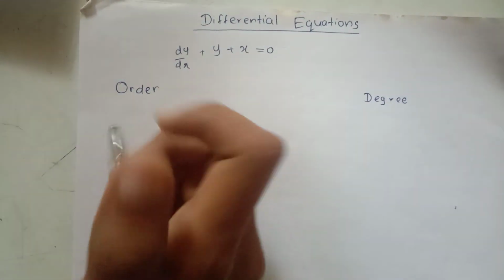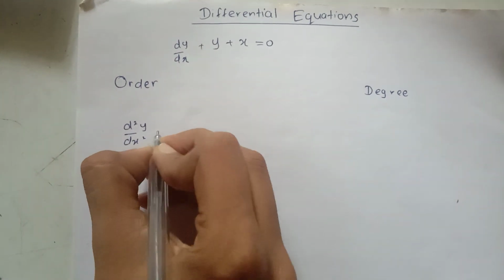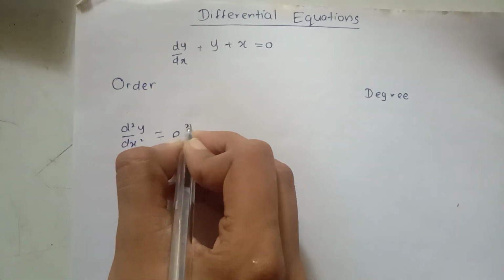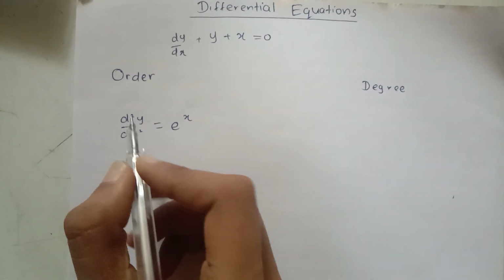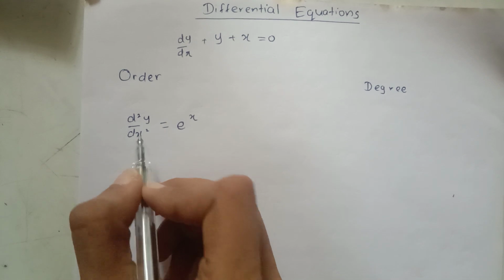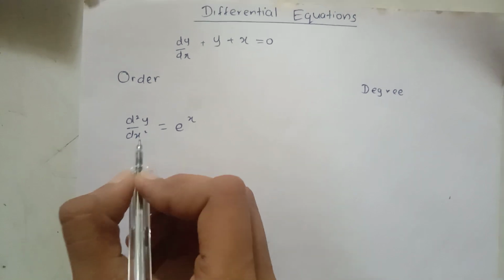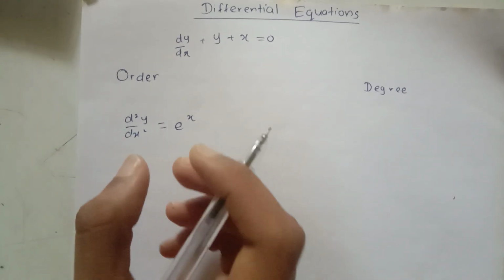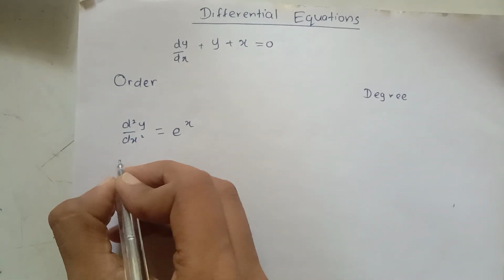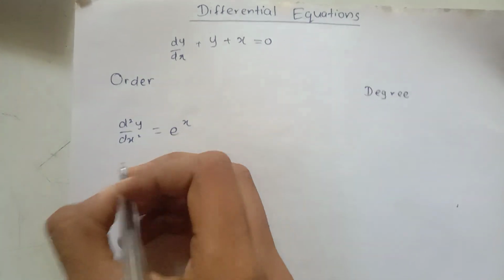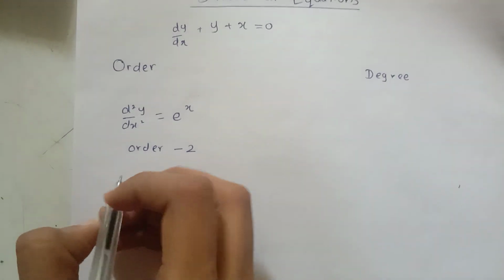Let's take this as an example: d square y over dx square is equal to e to the x. There is a derivative term here, because of course it should have a derivative term, since this is a differential equation. In here, the derivative term is the second derivative of y. So the order is 2, because this is the second derivative.